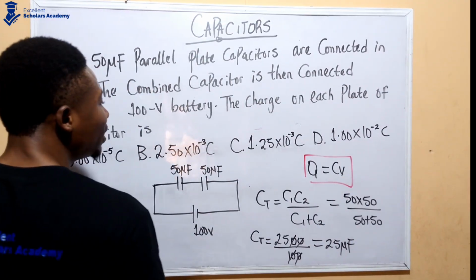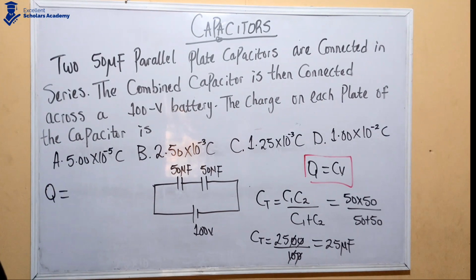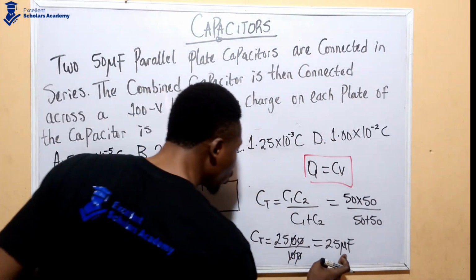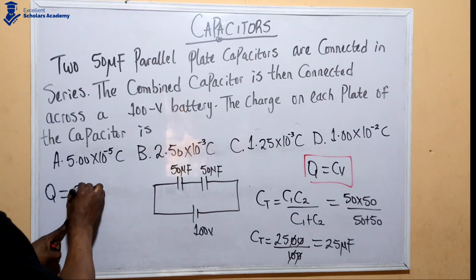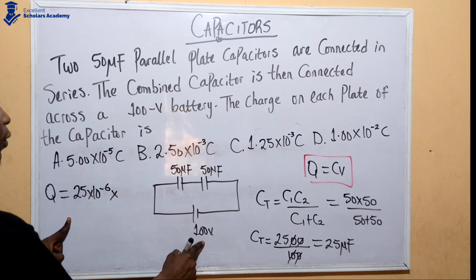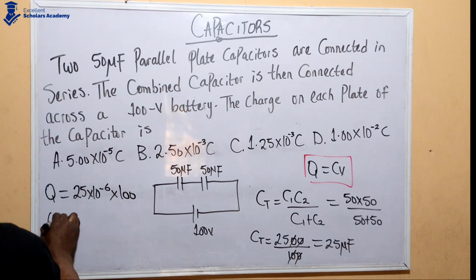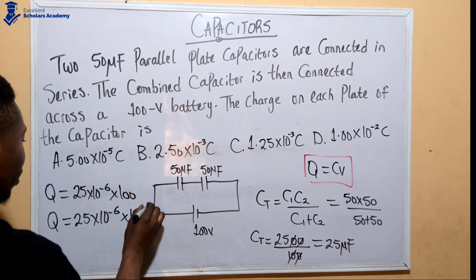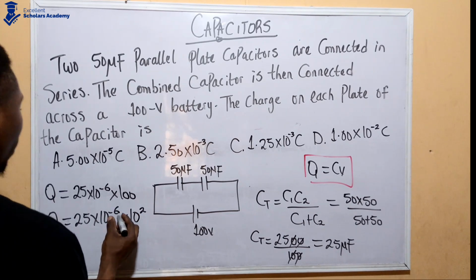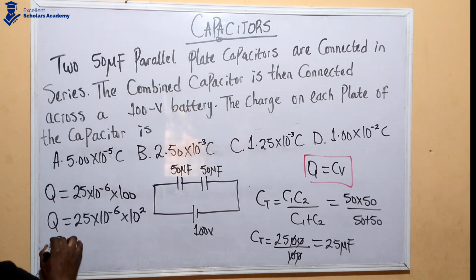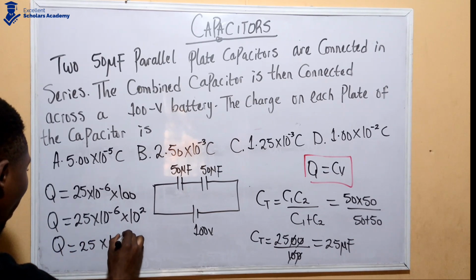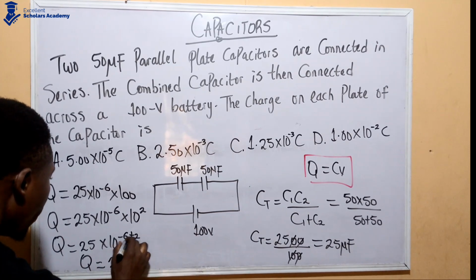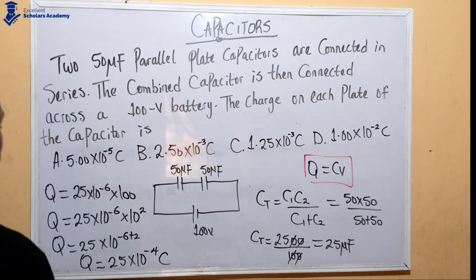Now let's move on to finding the charge. So Q is going to be equal to CV. The total capacitance is 25 microfarad. Do not forget your submultiple micro. So it's going to be 25 times 10 to the power of minus 6 multiplied by the total voltage 100. Now 100 can be written as 10 to the power of 2. According to the law of indices, we're going to bring this together. So Q is equal to 25 times 10 to the power of minus 6 plus 2. That gives us minus 4 coulombs.